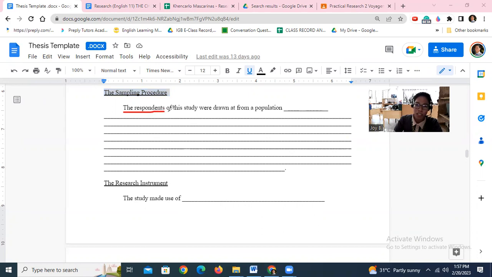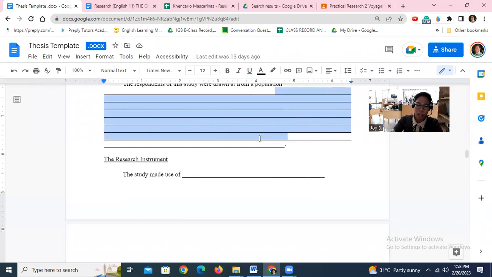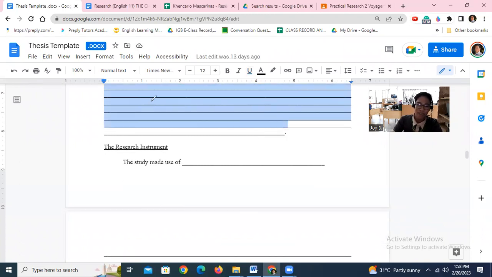So una, the respondents of this study were drawn from a population using the anong klaseng sampling method ang ginamit. Okay, so explain here. Pagkatapos meron tayong research instrument. Pag sinabing instrument, anong instrument ang ginamit para makuha ang data? For example, kay Kyle, he uses the survey, right? So you need to explain here.